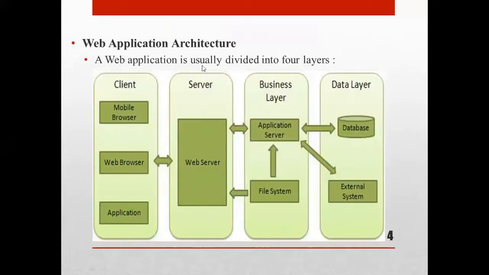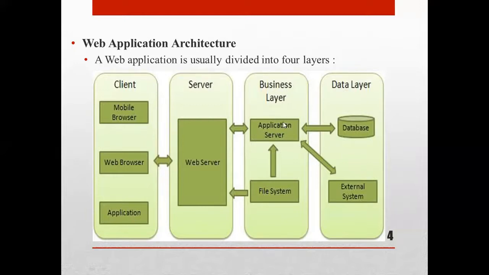Then here you can see the web application architecture. This architecture is divided into four layers: client, server, business layer, and data layer. Your client may be a mobile browser, web browser, or any other application. The client will send the HTTP request to the server through the web browser, any application, or a mobile browser. The request comes to the web server, and that request will be processed in the server.